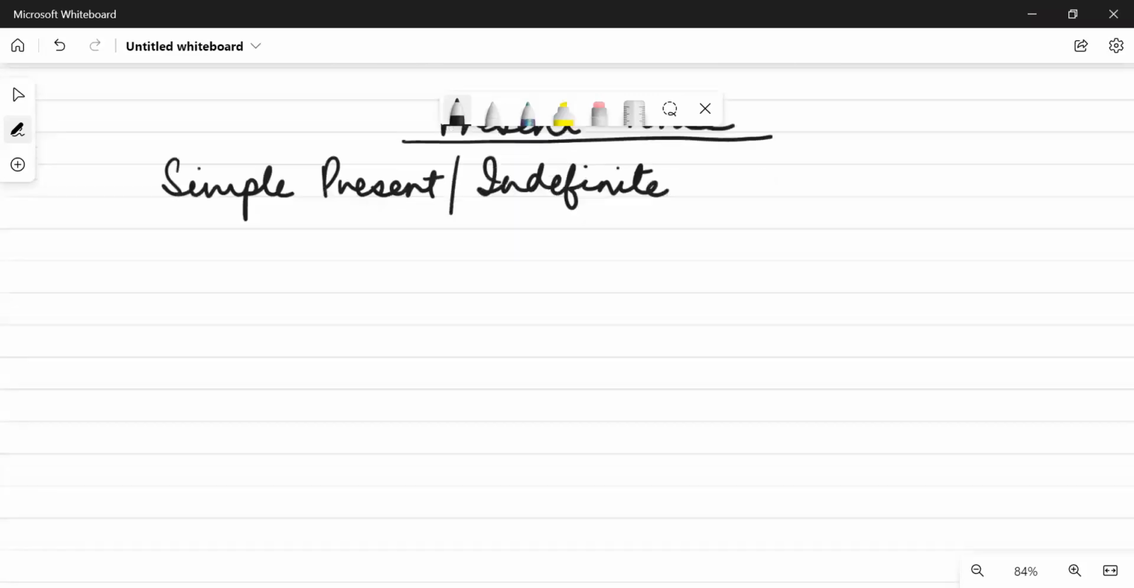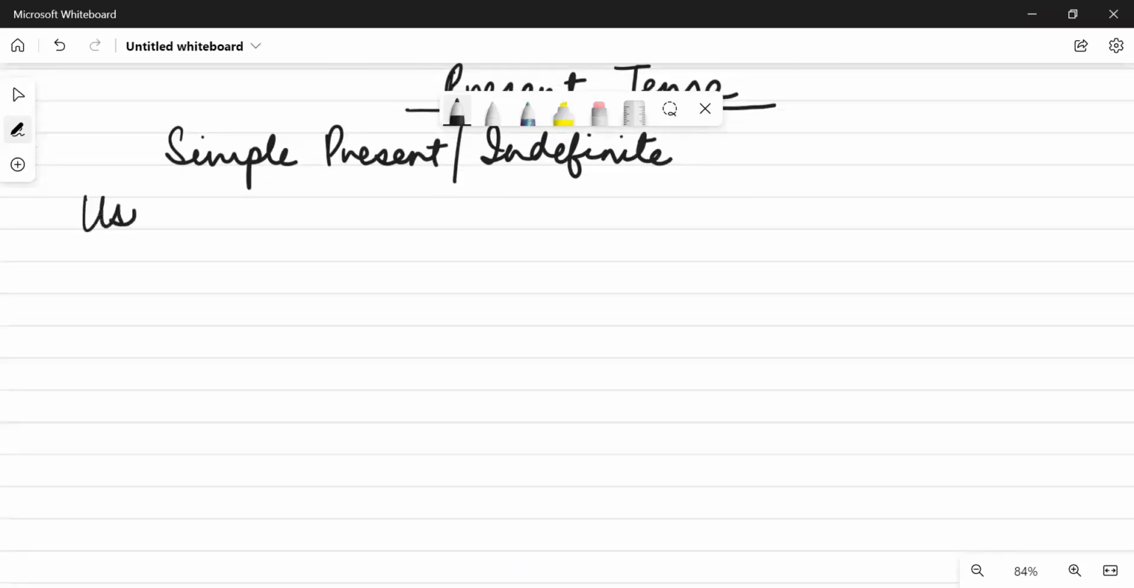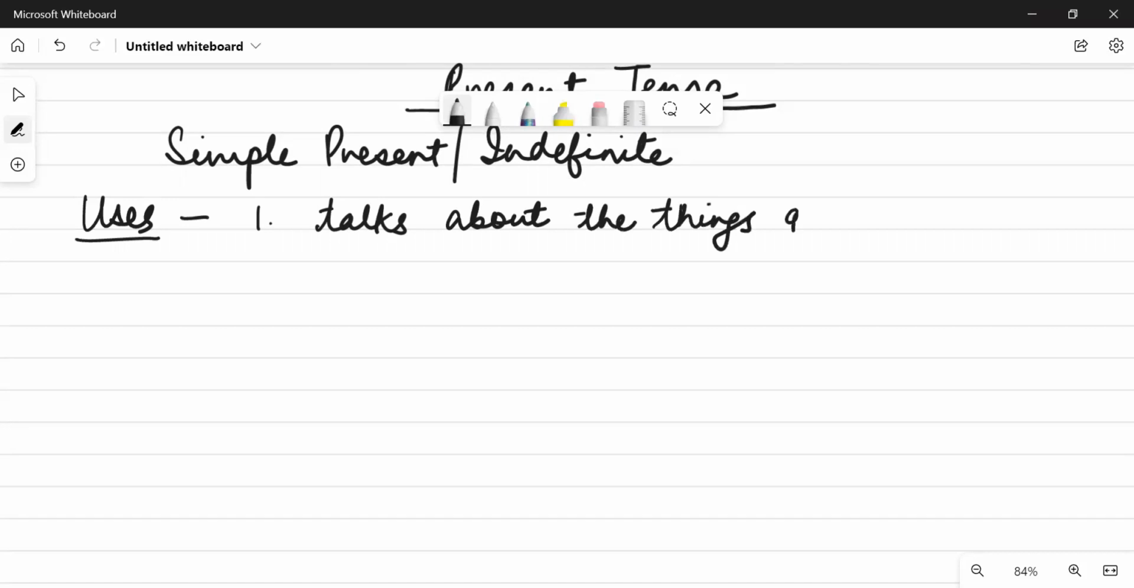So now let's talk about the uses. Uses means where this tense is used. First of all, this tense always talks about things in general, right? It talks about things in general. Now, when we say things in general, what do I mean by this? Things in general is actually something not happening now, but something happening all the time.